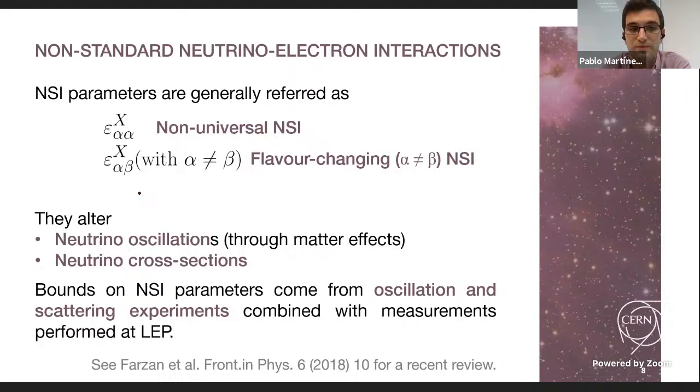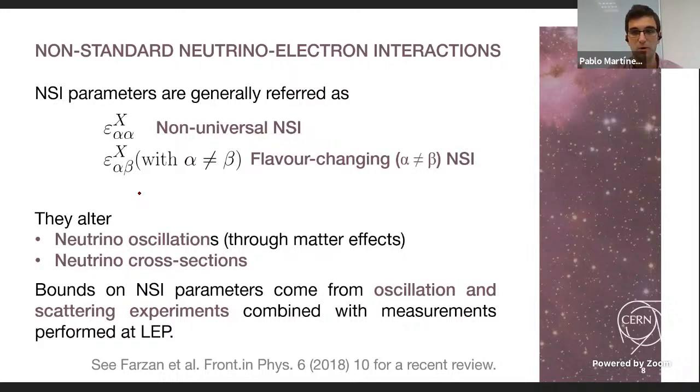And so having these new interactions modifies how we do neutrino physics in two ways. The first one is because now when neutrinos propagate in matter, they feel an additional interaction. That means that neutrino oscillations are modified through an effective potential. So the same way that standard model interactions produce an effective potential that gives rise to matter effects, then NSI would do the same.